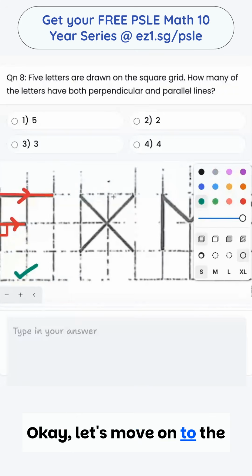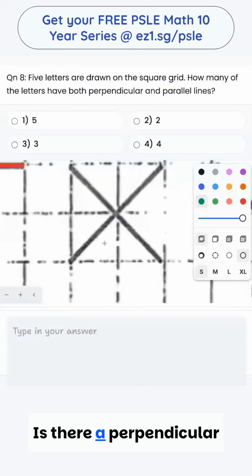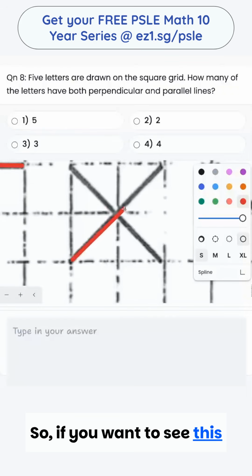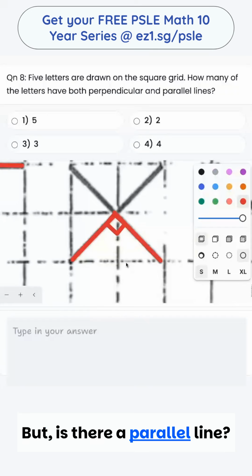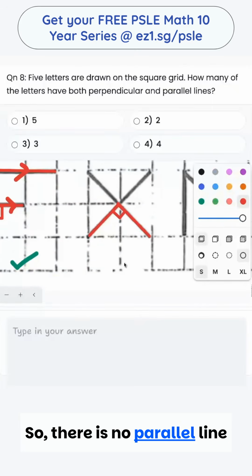Let's move on to the second shape. Is there a perpendicular line? Yes, there is. So if you were to see this part and this part, that means this is perpendicular. Wow, so it can go diagonal like that. But is there a parallel line? There is no parallel line, which makes this X.